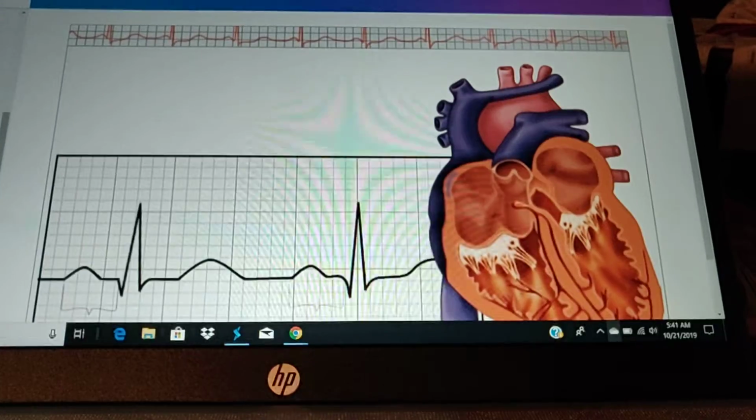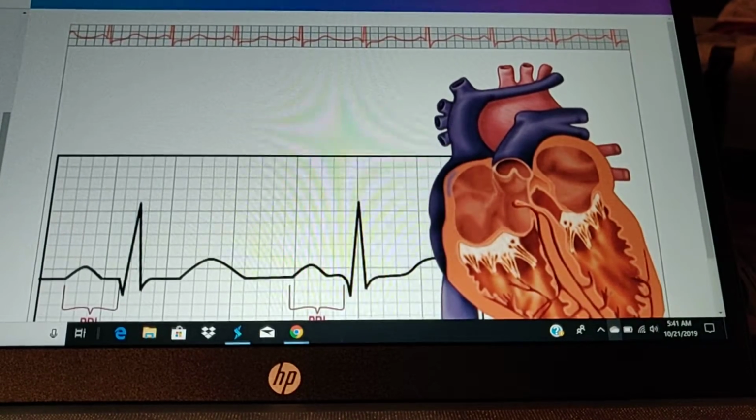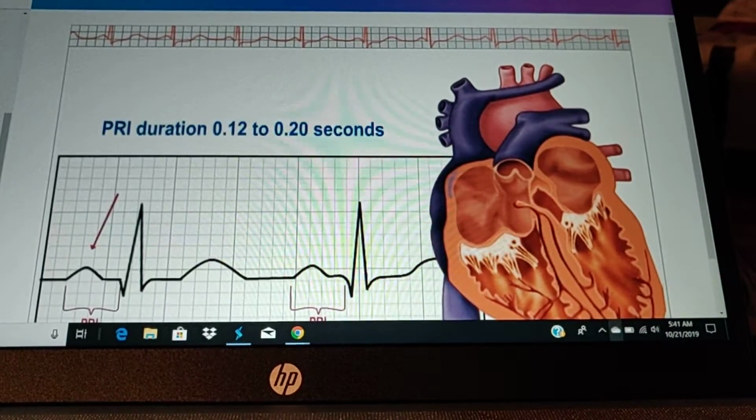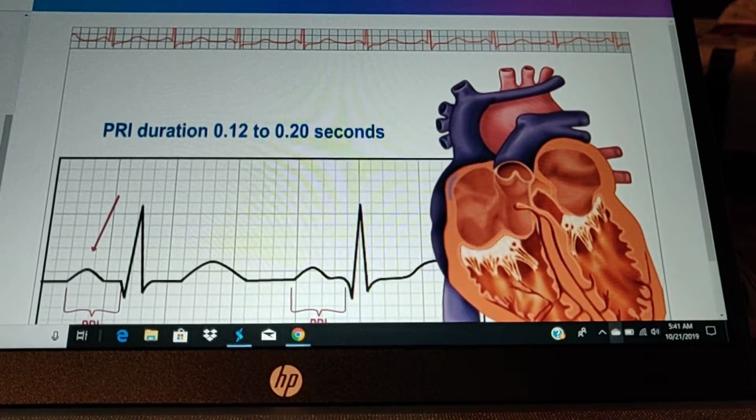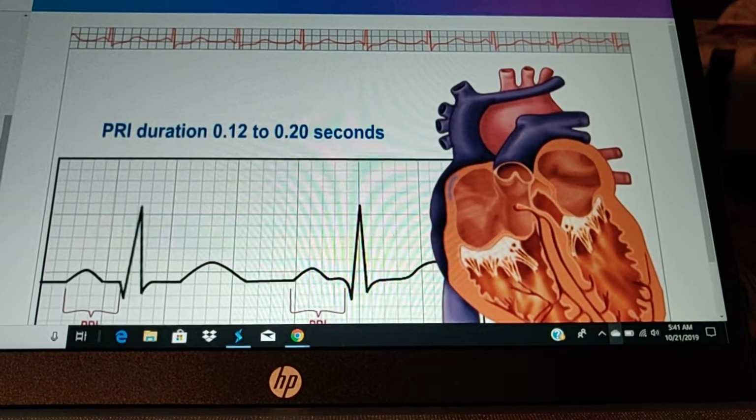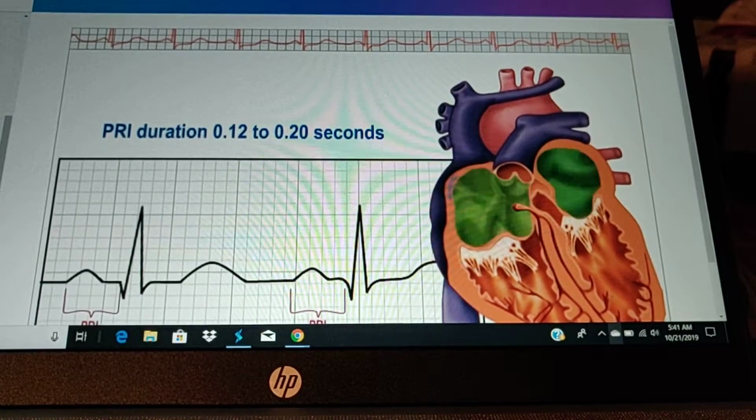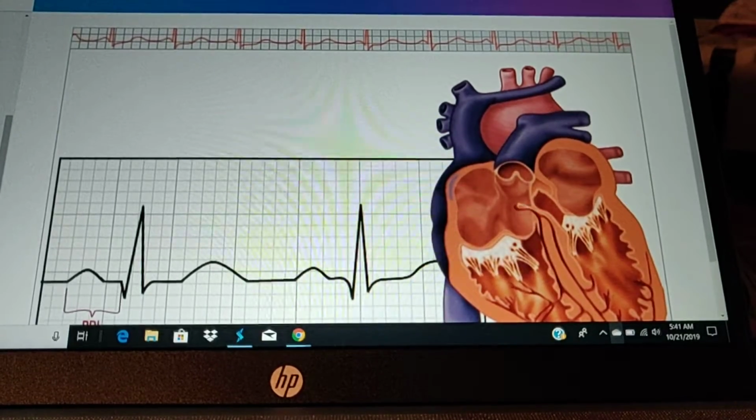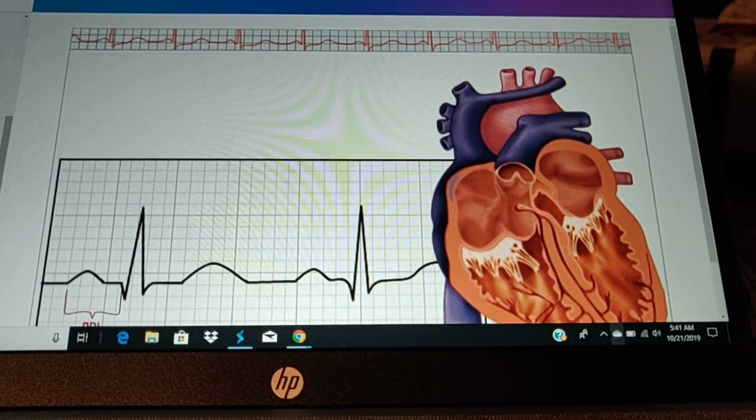The PRI is measured from the beginning of the P wave to the beginning of the QRS complex. The duration of the PR interval is 0.12 to 0.20 seconds. A deviation from this interval indicates abnormality. If the PR interval is prolonged, it may represent delayed conduction through the atria or AV junction. If the interval is shorter, it may indicate that the impulse originated from other than the SA node.